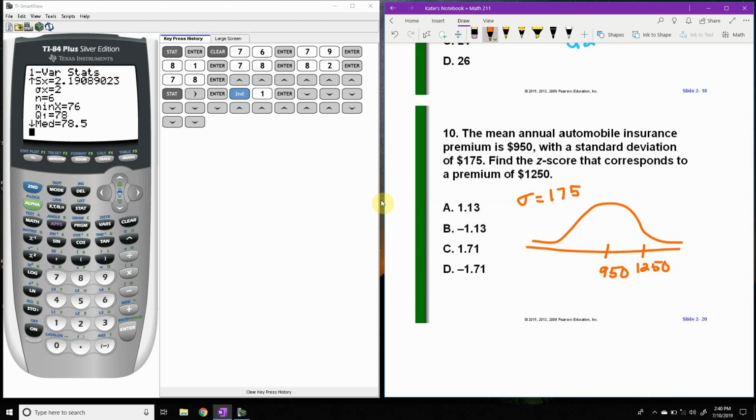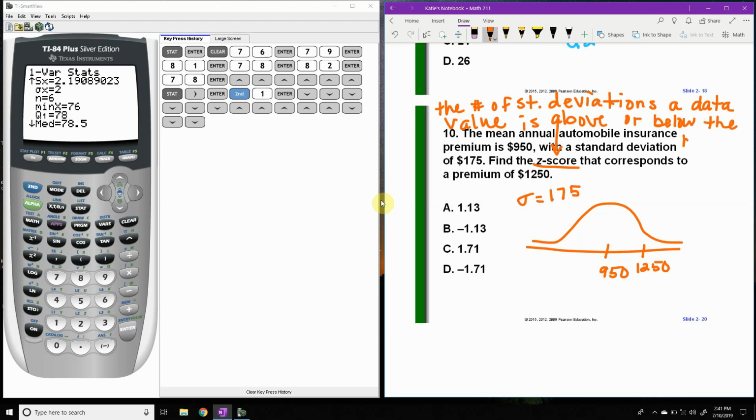Quick review, the z-score refers to the number of standard deviations a data value is above or below the mean. So it's a way of measuring position, basically in reference to our measure of center, right? So where is some other data point in the distribution in reference to our middle, to our measure of center, the mean.